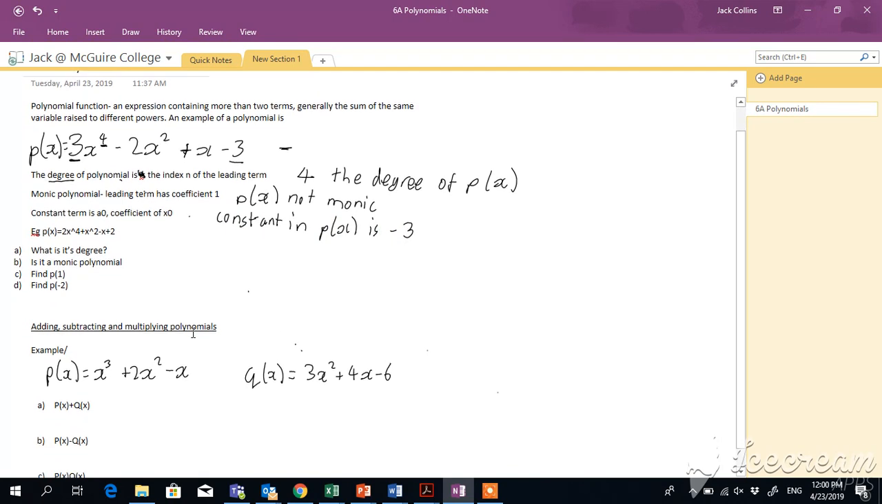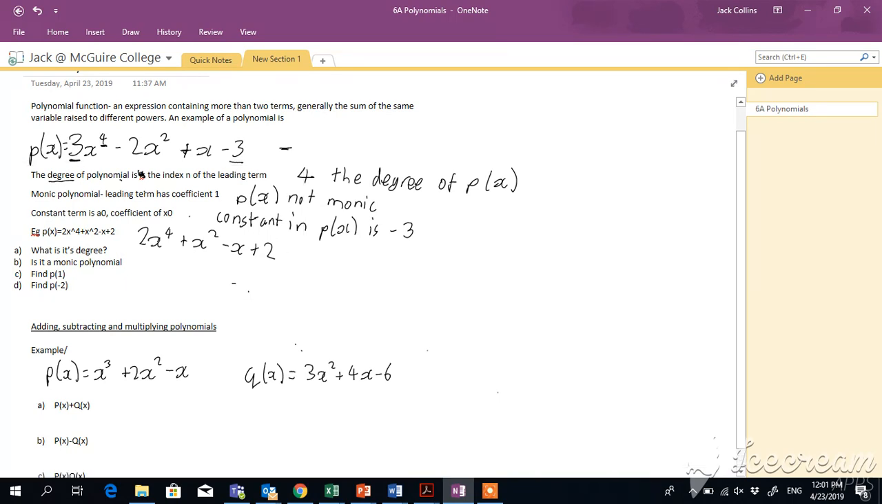Okay, so it'd be great if you could pause the video now and have a go at this example here. For a new p of x, 2x to the power of 4 plus x squared minus x plus 2, answer the following questions. So pause it, and then I'll go through the answers.